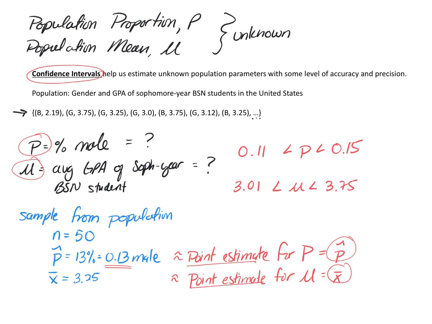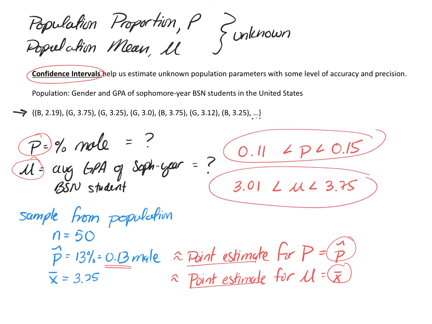What we end up doing is building what's called 95% confidence intervals, or if you want to be more precise, maybe you want to use a 99% confidence interval. These confidence intervals estimate for P and mu with some level of accuracy and precision versus using just a point estimate. We'll take a look at some examples to see how to create these confidence intervals and then how to interpret them.